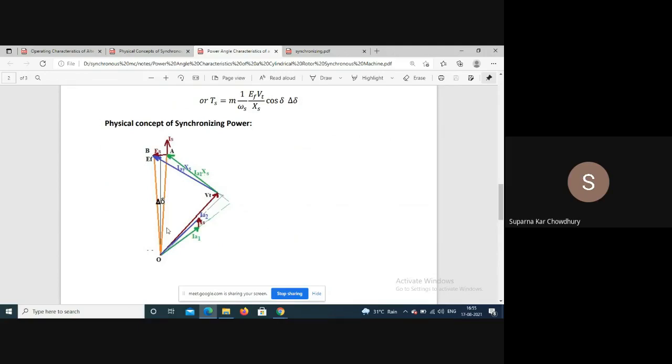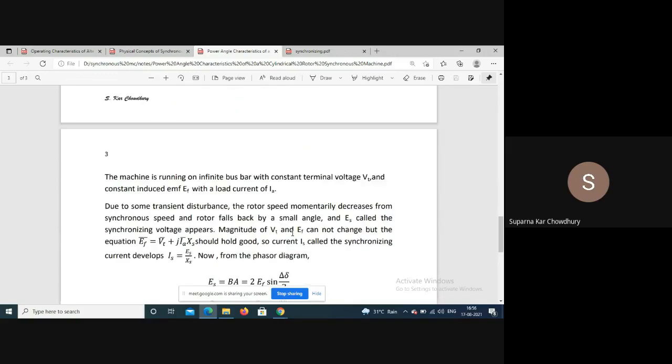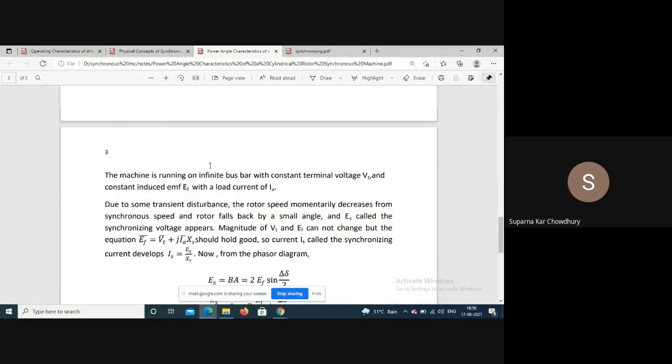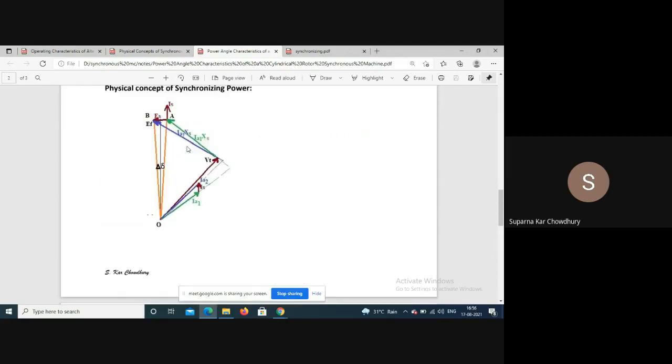So this is EF sine of delta by 2, and this is twice of that. So ES is equal to 2EF sine of delta by 2. Now if ES appears, there will be a component of current corresponding to this voltage. So ES by XS will be this current, the synchronizing current IS. So basically IA1 plus IS will give you IA2, the new current.